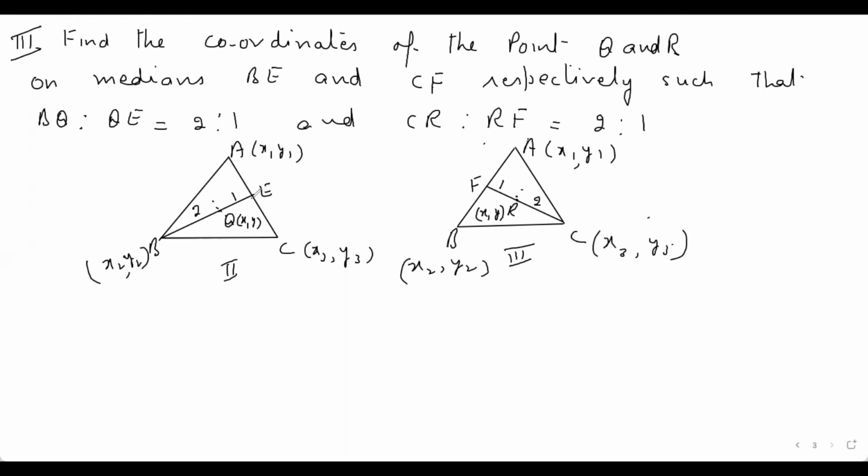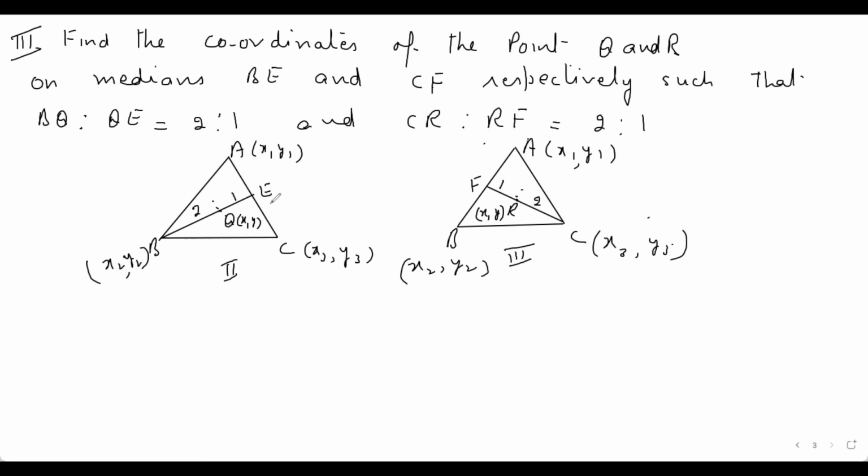Now here in this figure, BE is the median. It means E is the midpoint of AC. So coordinates of E are x1 plus x3 upon 2, y1 plus y3 upon 2. So let me write it here.